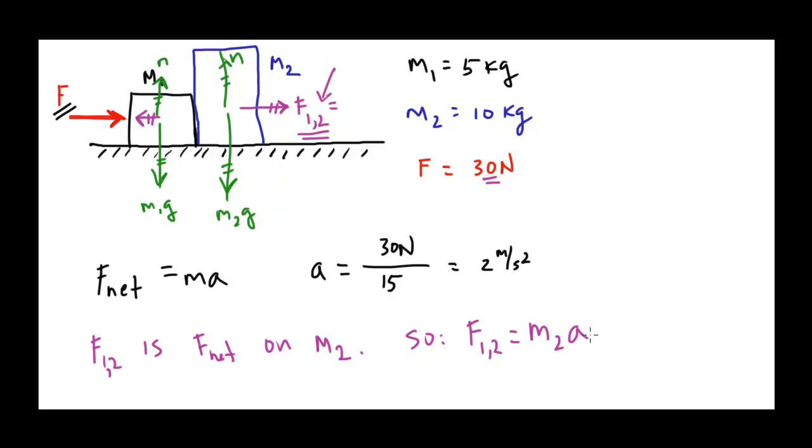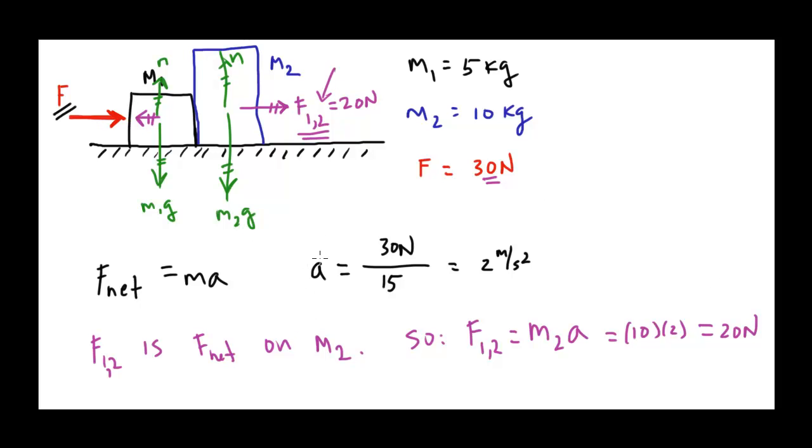M2A. And I know M2, it's 10 kilograms. And I know the acceleration is 2 meters per second squared. So this is 10 times 2, or 20 newtons. So this force is 20 newtons, not 30 newtons, 20 newtons.